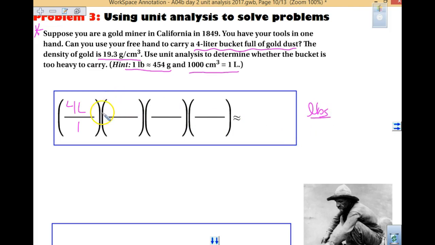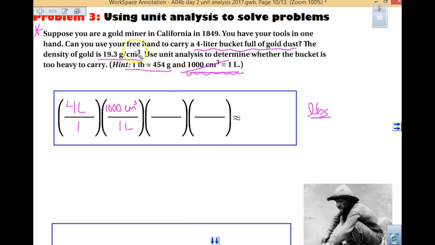Lucas, what are you going to go with? Put the 1 liter on the bottom. Yep, 1 liter on the bottom. And put the 1,000 cubic centimeters on top. So we've used this conversion. What do I have to use next, Maria?